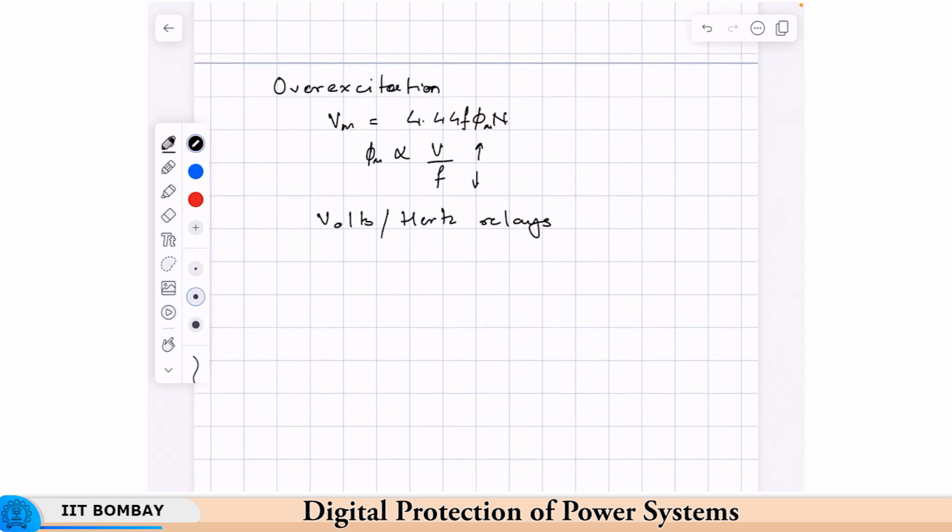For complete protection you will provide differential relays, overcurrent relays of course for through faults, and overcurrent means mainly instantaneous relays, and then you will provide an overexcitation relay. Now finally we will study application of differential relays to transformers, because transformers are slightly, I won't say complicated, but we have to take care of a few nuances. So we will do that with an example.